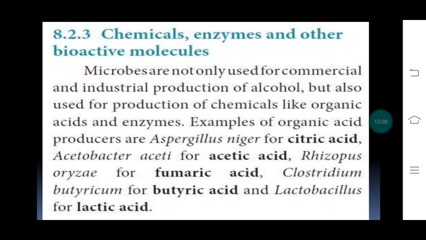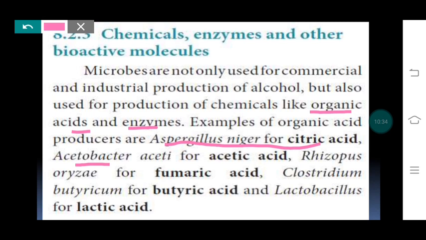Now here the microbes are not only used for commercial and industrial production of alcohol, but also for the production of chemicals like organic acids as well as enzymes. An example of organic acid producers, one mark question, is Aspergillus niger for citric acid production. All these are one mark questions, very important. At the same time 3 mark, 2 mark questions can also be asked from this. Then Acetobacter aceti for acetic acid, Rhizopus oryzae for fumaric acid, Clostridium butyricum for butyric acid, then Lactobacillus for lactic acid. So all these are the microorganisms we use for production of certain organic acids and enzymes.